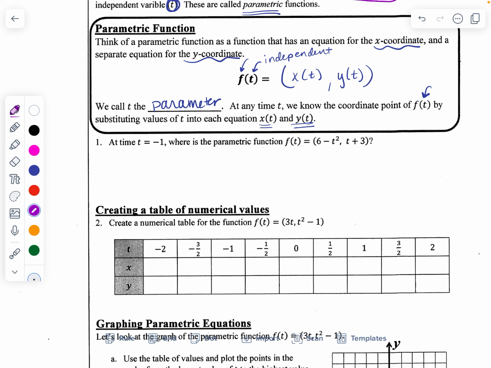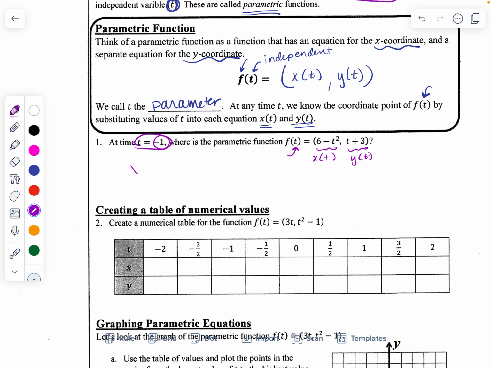So for part number one, it says, hey, at time of -1 second, meaning a second before the starting value, we have the parametric function. What's the function of time where t is independent? This is our x of t, and this is our y of t part. So if I want to find where the parametric function is, remember we're going to have a value of its location, so x comma y.